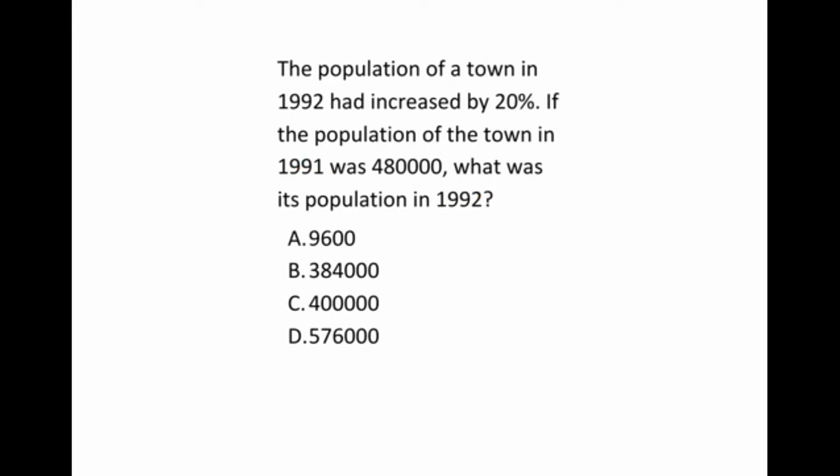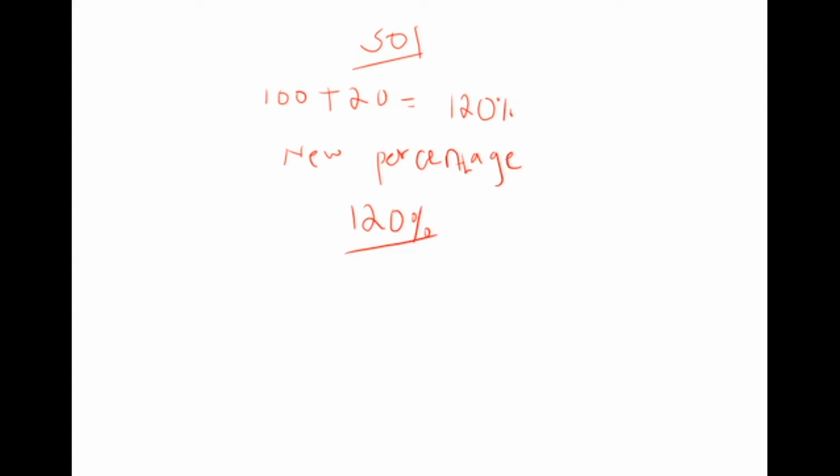Then the question asks us the population of the town in 1992, and then we are told that in the year 1991 the population was 480,000. Therefore, 480,000, this is the one which is equivalent to 100%. Therefore, from there we shall proceed as follows. We'll say 100% is equivalent to 480,000. Then we ask ourselves, what about 120%?